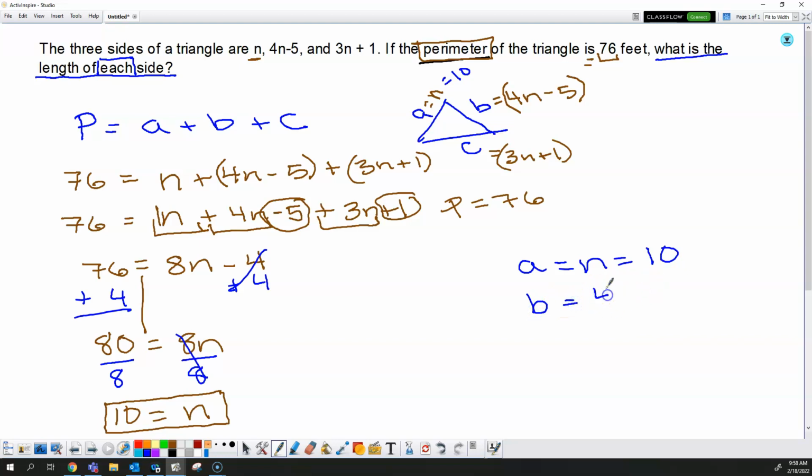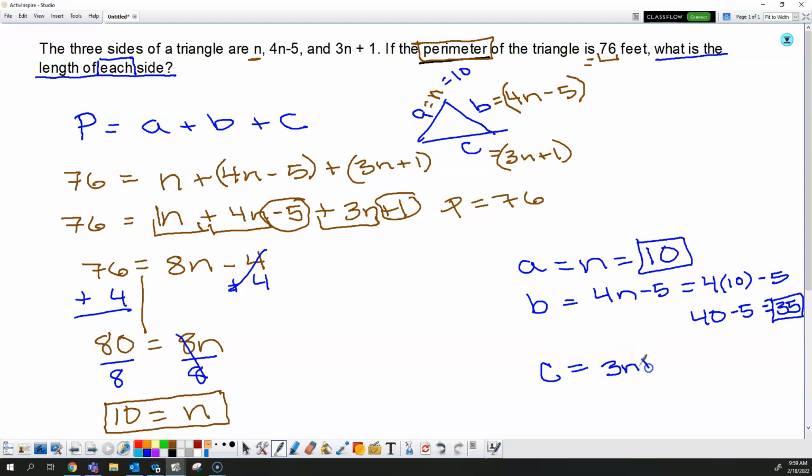B was 4n minus 5. I'm looking up here. So B is 4 times n minus 5. Well, we now know n is 10. So I have 40 minus 5 is 35. And C was 3n plus 1. N is 10. So I have 30 plus 1, 31.